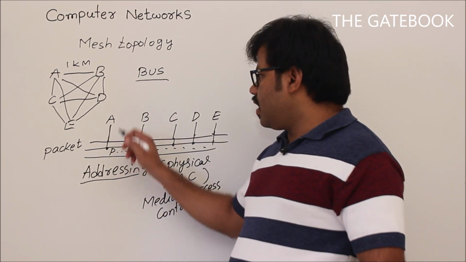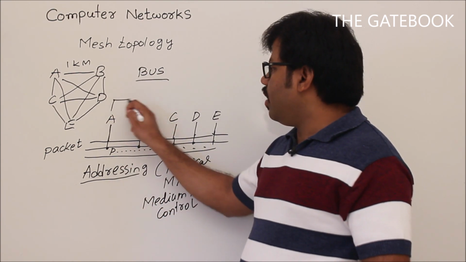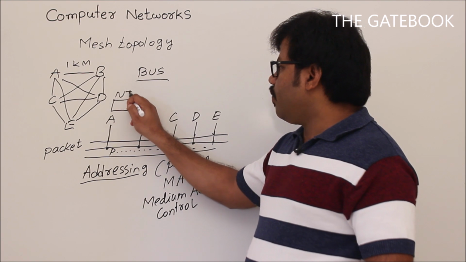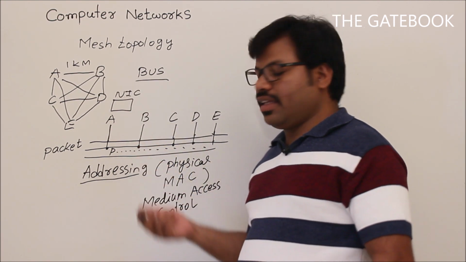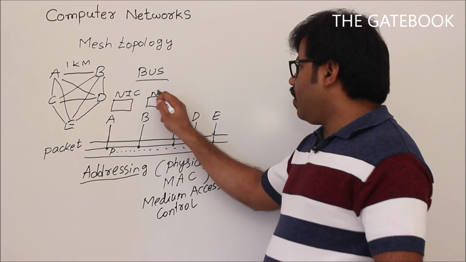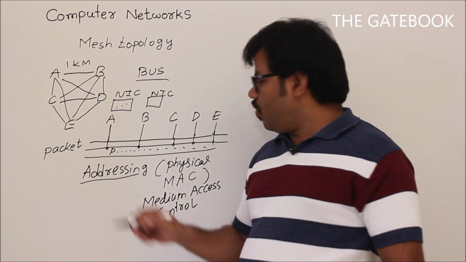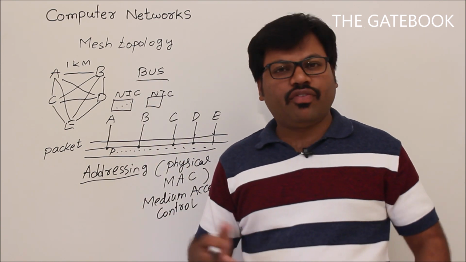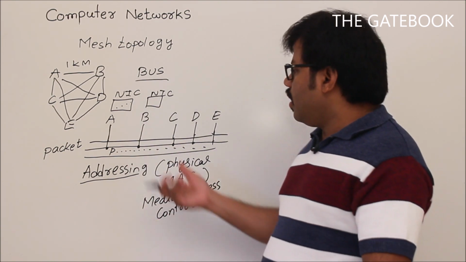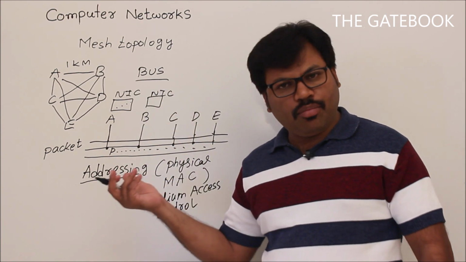The manufacturer. For example, whenever these devices are created, they will have a network interface card, because we know that we are connecting them to a network. So each such device will have a network interface card. That network interface card will have this address, the physical address. The manufacturer will do that so that everyone has a different physical address, in such a way that they can plan it.